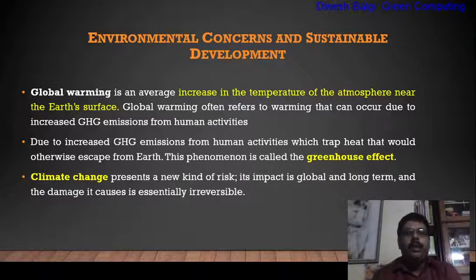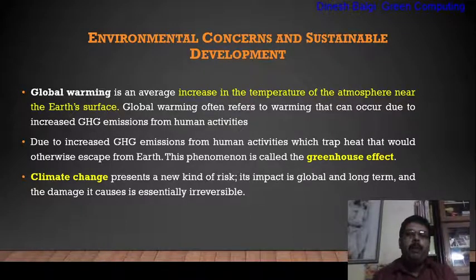Exactly how this global warming is happening, we have to understand. Due to increased greenhouse emissions from human activities, the sun rays that come and hit the earth, when they try to penetrate from the earth and go back above the earth's surface, will be blocked by these greenhouse gases. That is what creates the greenhouse effect. The sun rays are coming, hitting the surface of the earth, and when they try to go back, the greenhouse gases block them. That is why it is called a greenhouse. And whatever heat is there will remain on the earth only.